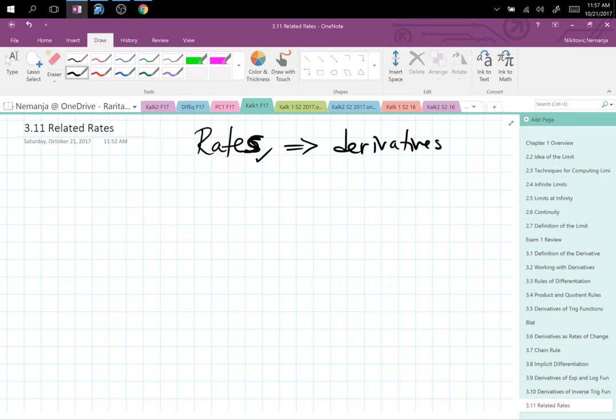So I want to start with a very simple problem. Behold a square, right? Now let's say this square is made out of very thin metal sheet. And let's say you heat that metal. What happens is all of the sides grow as you heat the material, and it becomes larger.